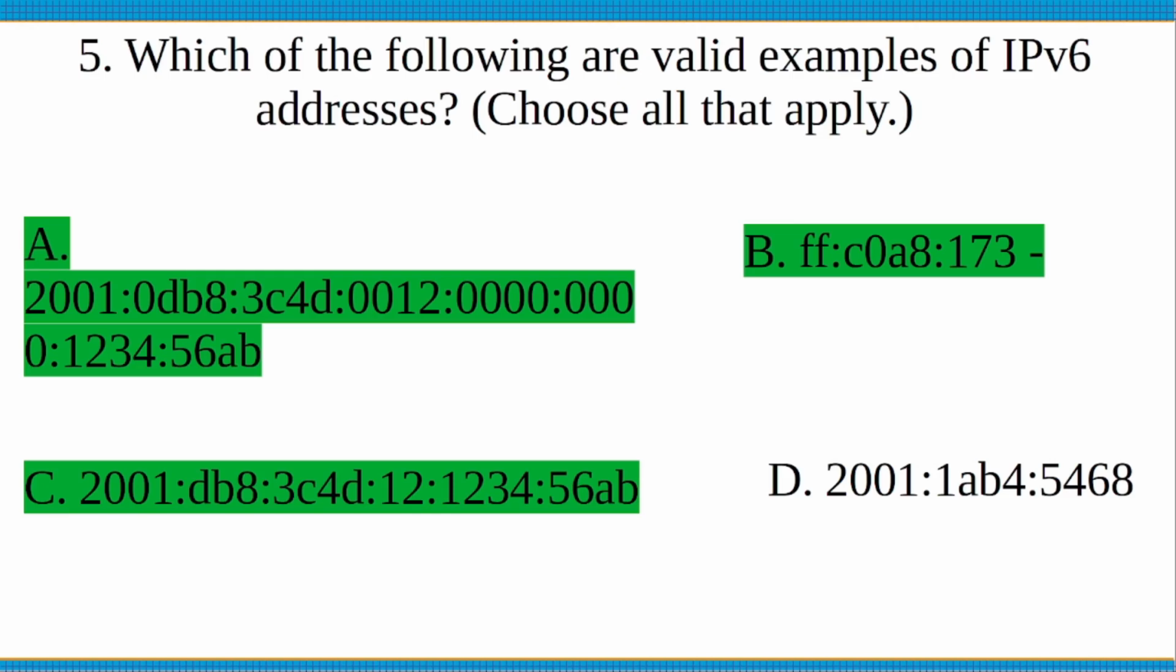So an IPv6 address contains 128 bits, written in 8 16-bit fields represented by 4 hexadecimal digits. Option A contains all 8 fields expressed in full. Option B is an IPv4 address expressed in IPv6 form. And option C is the same address as option A, but written in accepted shorthand. Option D is not valid because the double colons can be used only once within an address.